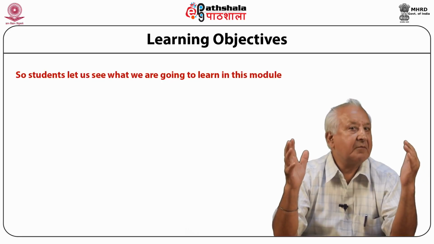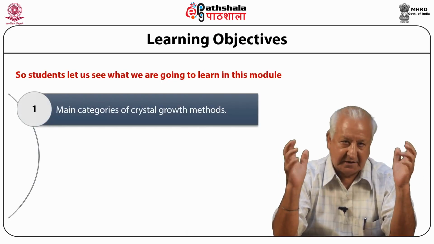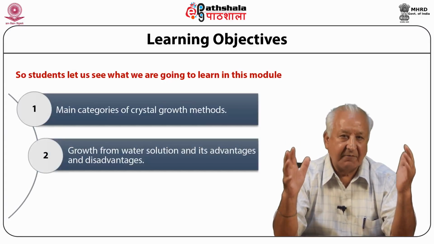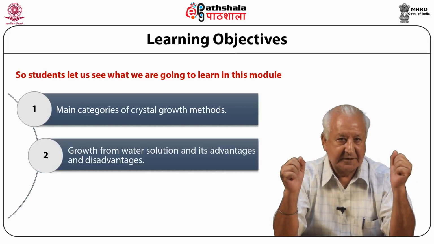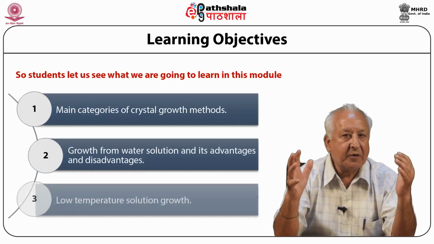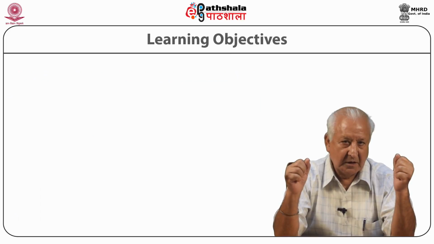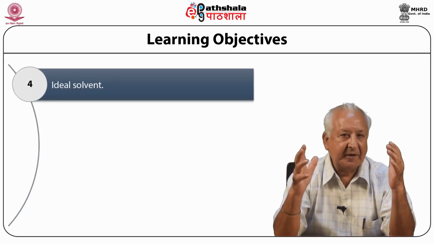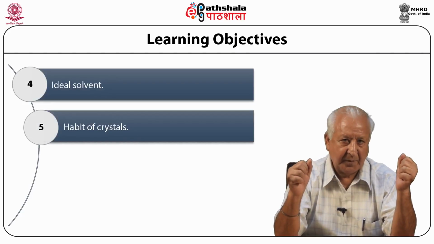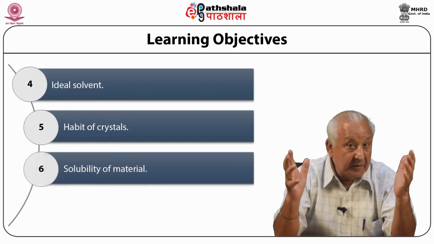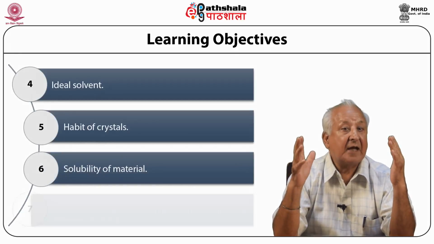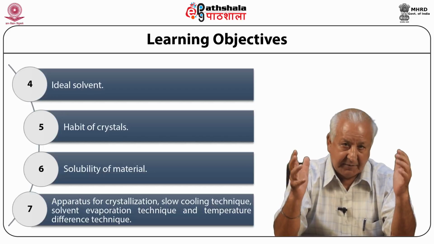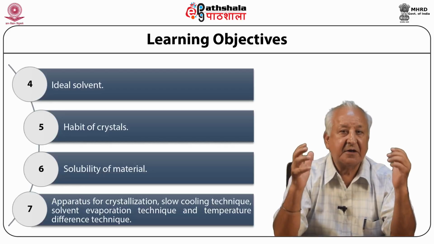We will be learning about the main categories of crystal growth methods. Growth from water solution and its advantages and disadvantages. We'll be talking about low temperature solution growth and the requirements of an ideal solvent. We'll be discussing the habit of crystals, the solubility of material, and the apparatus for crystallization: slow cooling technique, solvent evaporation technique and temperature difference technique.